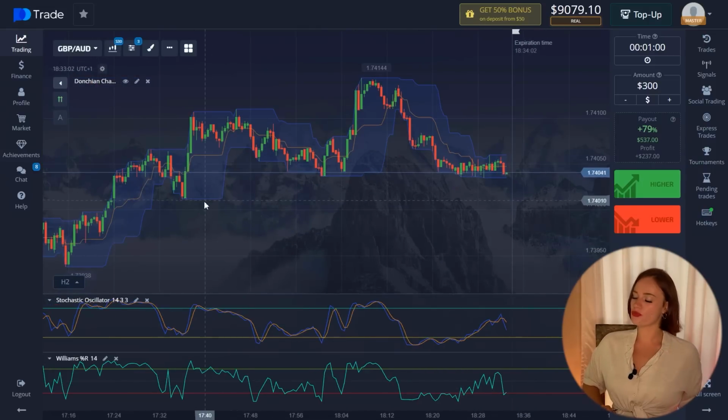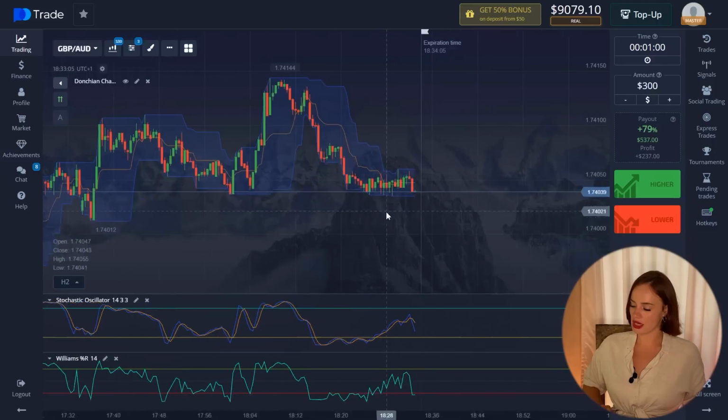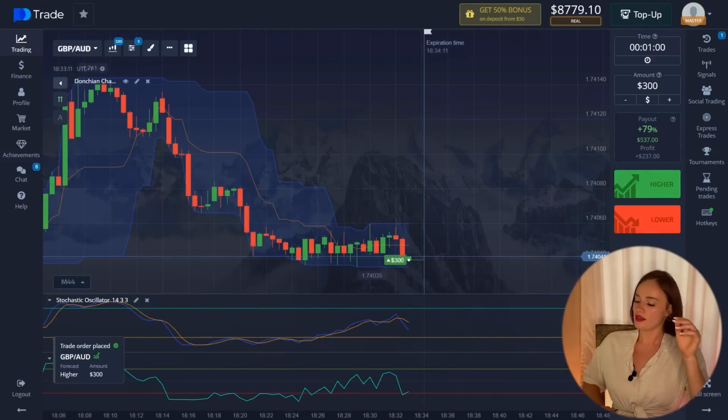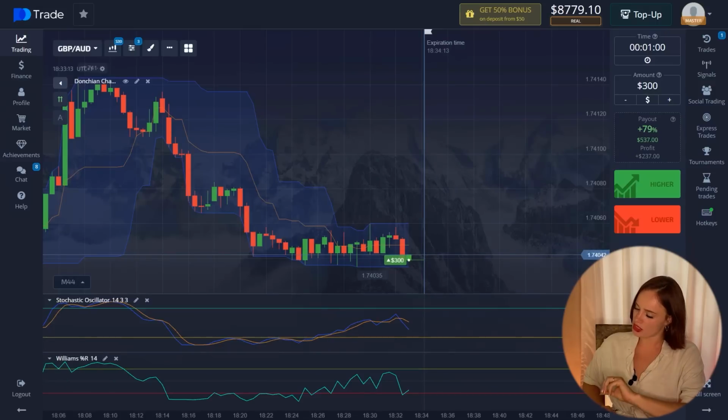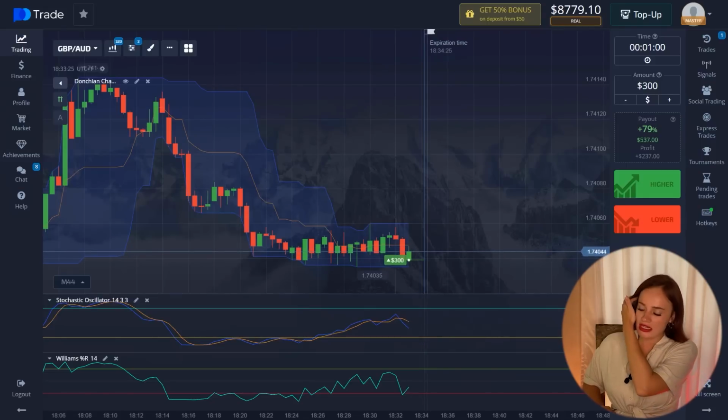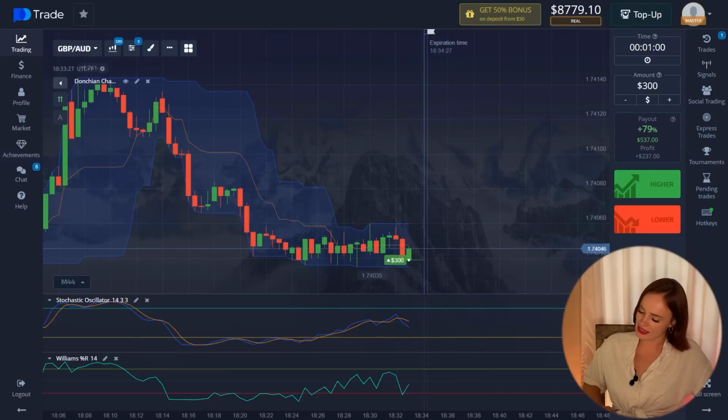So let's go back to the quotes. As we can see, the price is at a minimum for the last 30 minutes. In such a situation, I open a deal for a higher price movement. The bid is $300 for 1 minute also. The stochastic indicator at the same time gives a signal about a possible downward movement of the price. The Williams indicator, which I also use today, shows data ahead of schedule and gives a signal about a possible upward movement of the price.